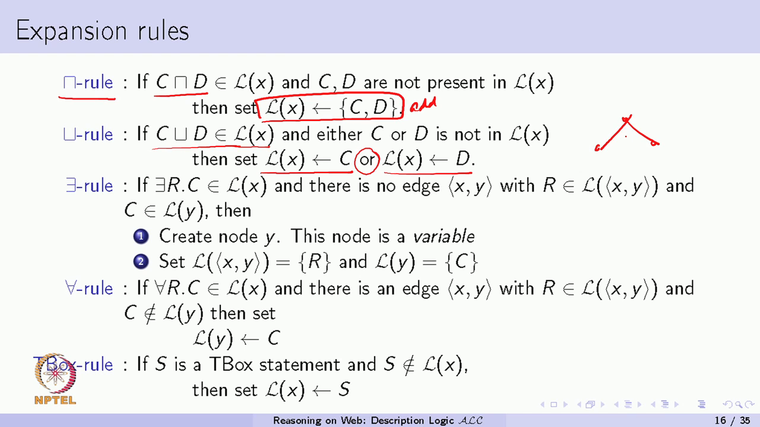Then there is an existential rule. So, we have a label of x which contains this statement that it has a role filler which comes from the class C, and there is no edge going to some new symbol y. So, we create a new node y. So, we create x, then we create y, and then we add to the label of y this class C essentially. We will see examples as we go along essentially.